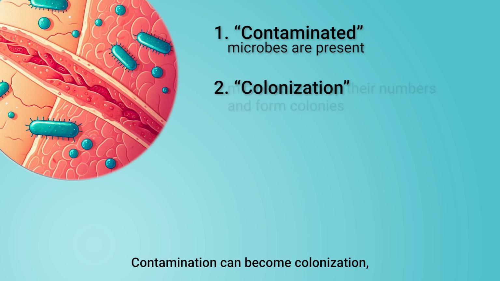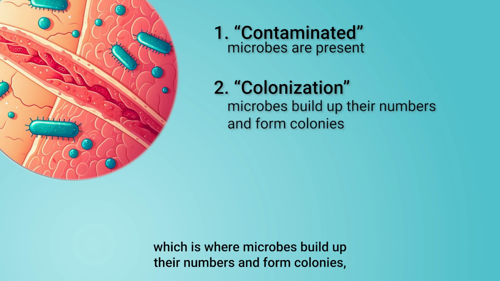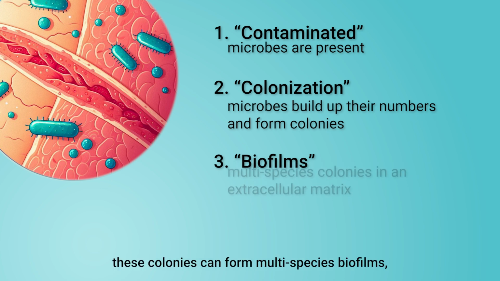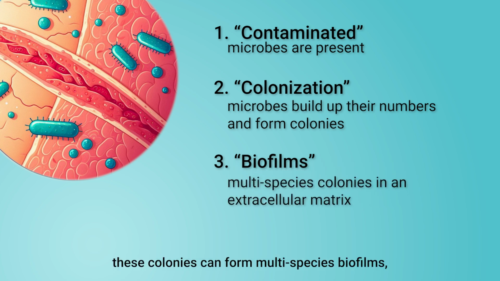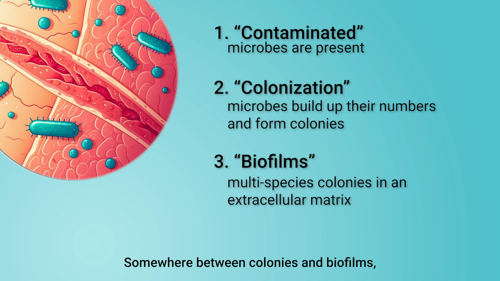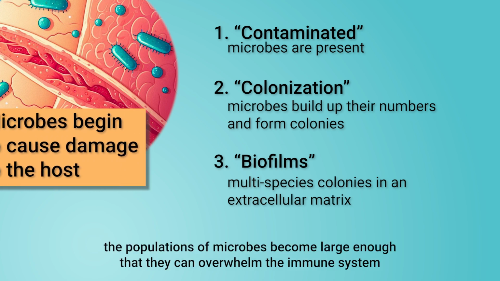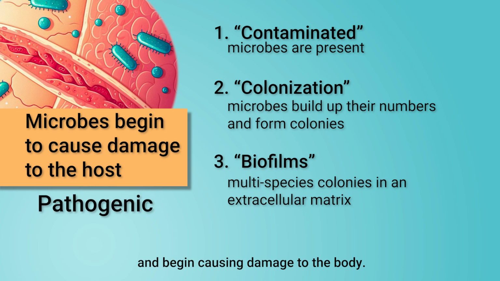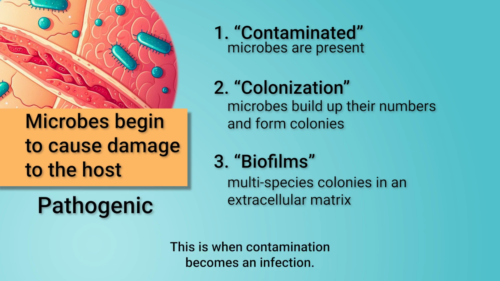Contamination can become colonization, which is where microbes build up their numbers and form colonies, which eventually leads to a change in their behavior. In an area like a wound, these colonies can form multi-species biofilms, forming an extracellular matrix which can be difficult for antibiotics to get through. Somewhere between colonies and biofilms, the populations of microbes become large enough that they can overwhelm the immune system and begin causing damage to the body. At this point, they are pathogenic. This is when contamination becomes an infection.